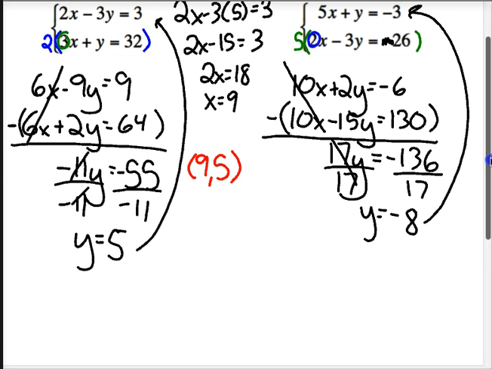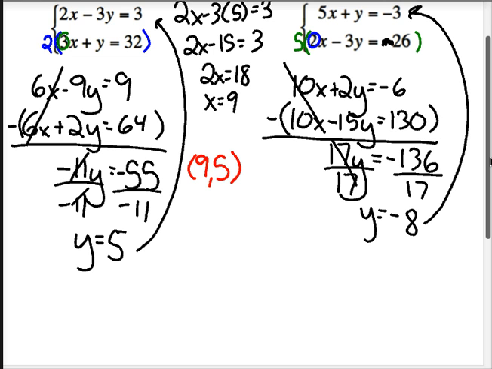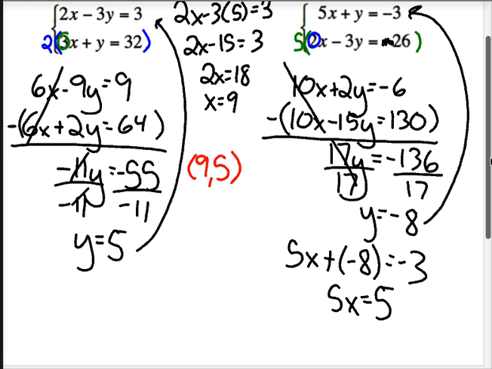Now, I'm going to do my work down below because I'm running out of space up there. So 5x plus negative 8, so basically minus 8, equals negative 3. I'm going to add the 8 over, so adding 8 to both sides. Negative 3 plus 8 is positive 5. Divide by 5 to give you 1. So for this one, my solution is going to be 1, negative 8. So again, once you get them matching, the process is exactly the same as the first slide.